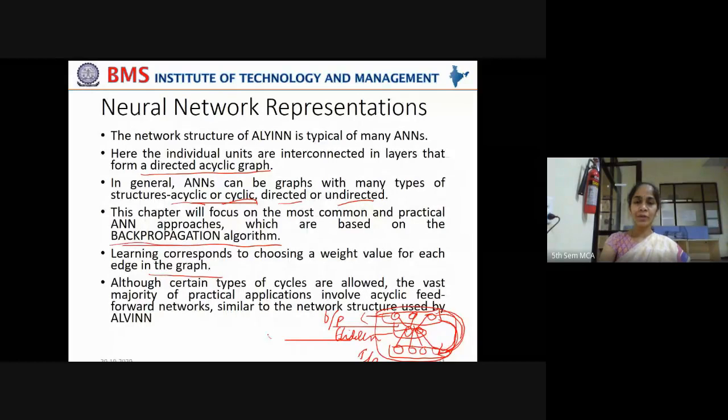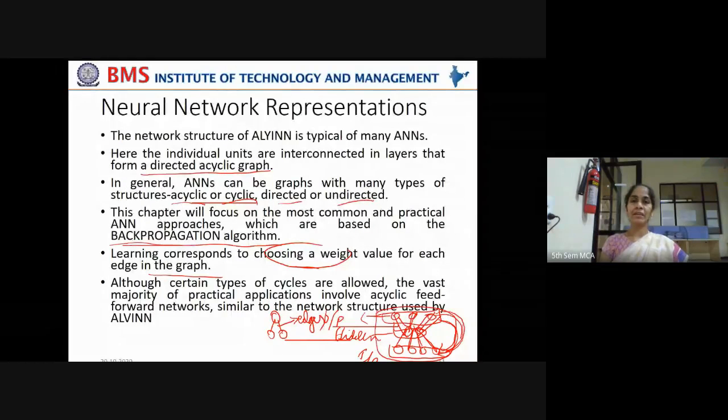See, whenever a neural network has an architecture like this, these are called edges. Now every edge will have a weight. Every edge in the neural network will have a weight. Now learning a neural network means a model is using a neural network to learn something. Learning corresponds to choosing a weight value for each edge in the graph. Now for every edge in this graph, a weight will be assigned by learning from the training examples, right?